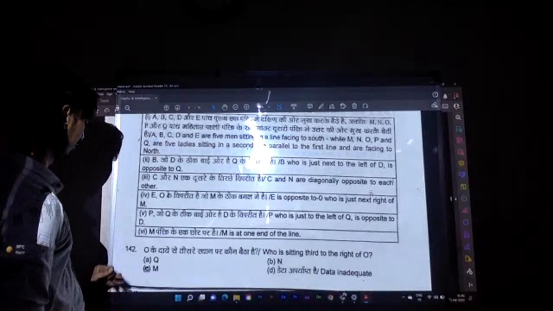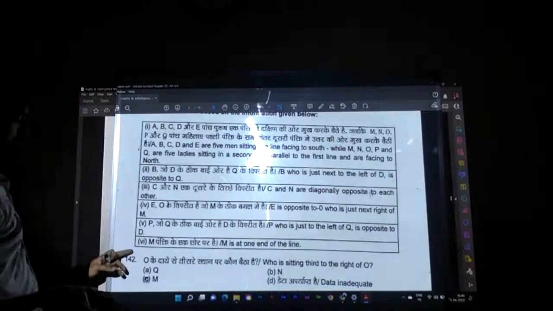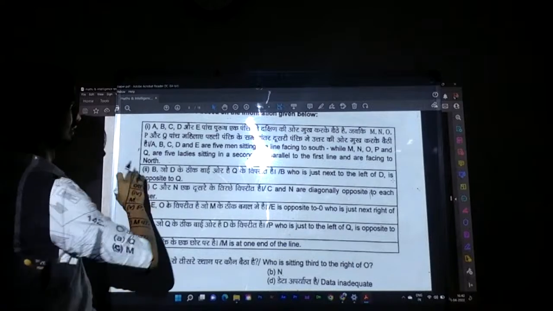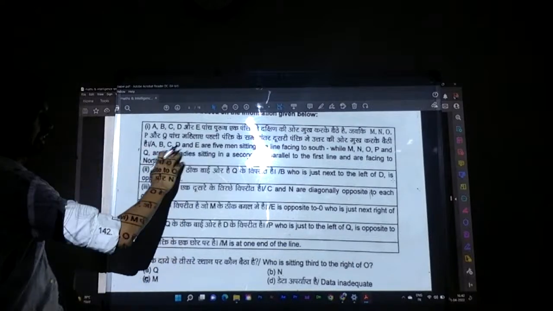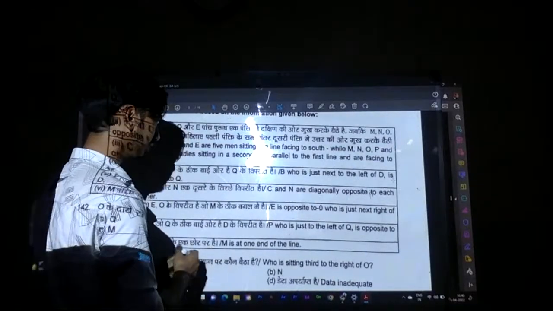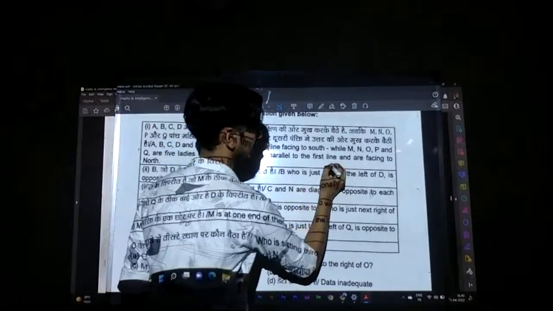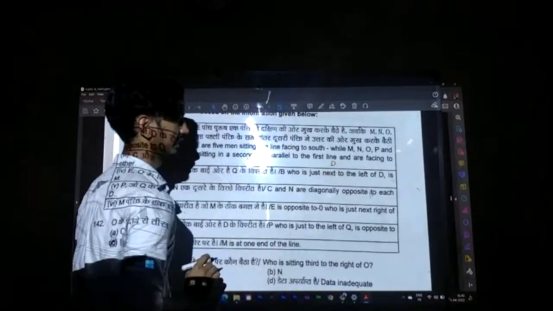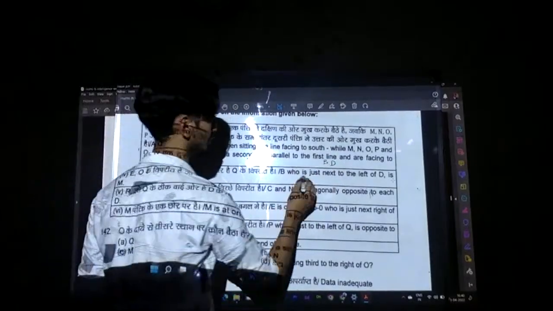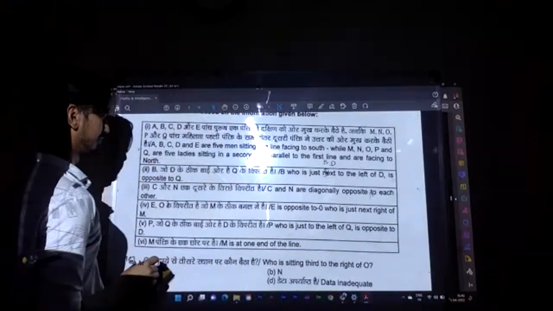In questions number 142 and 143, you have to read all of these 6 statements. You have to arrange the letters A, B, C, D, E, and M, N, O, P, Q in the seating position. When you look at the first statement, B is just next left to D. So D is placed somewhere, and B is left to D and is opposite to Q. So Q will come here.